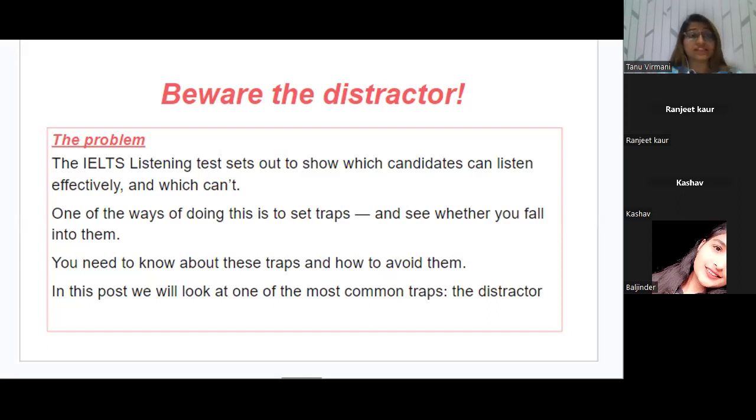So you need to see these traps. जब भी आप ऑडियो को लिसन करते हो, you need to know about these traps and how you can avoid them. You have to listen to the complete audio. Just do not stick to the first word you hear. Right? So we will look at the common traps. हम सारे common traps देखने वाले हैं यहाँ पे.